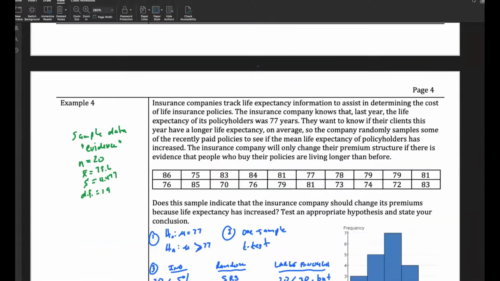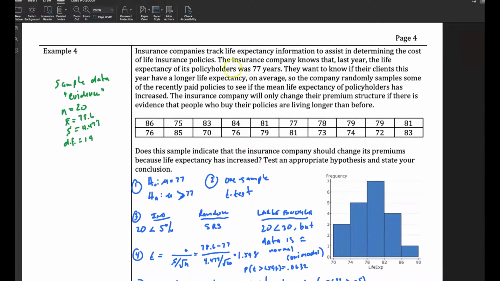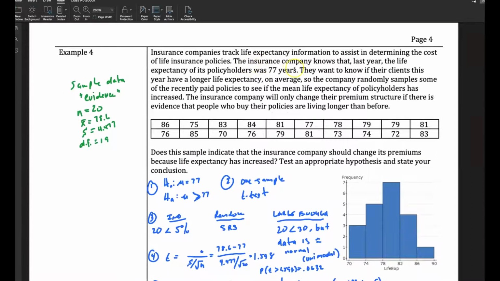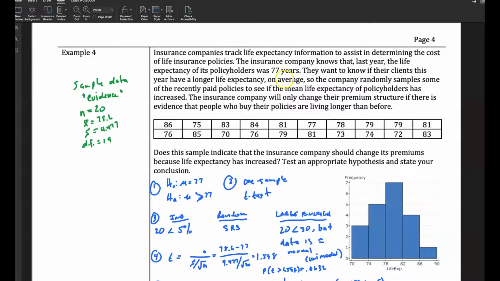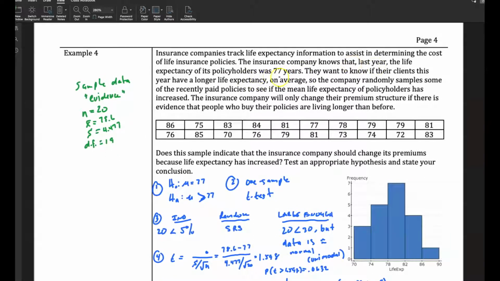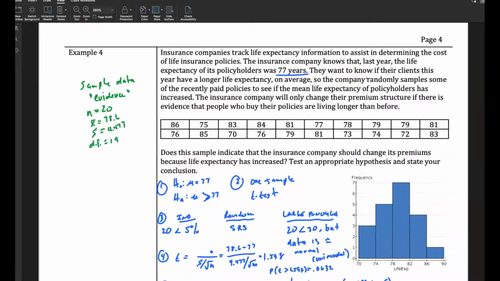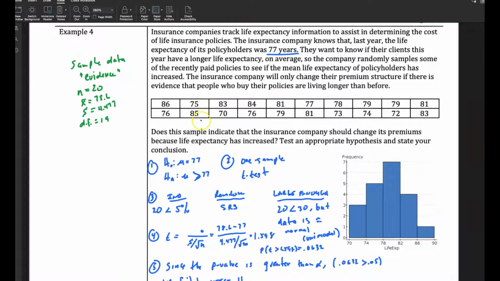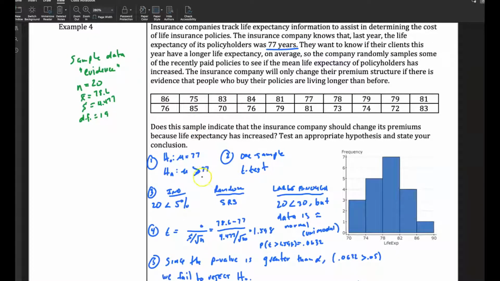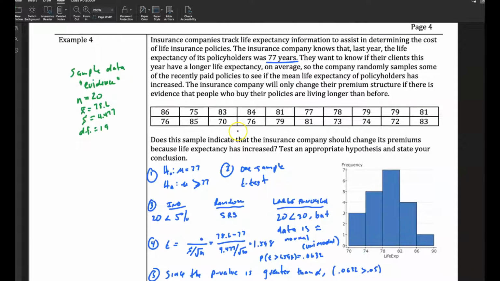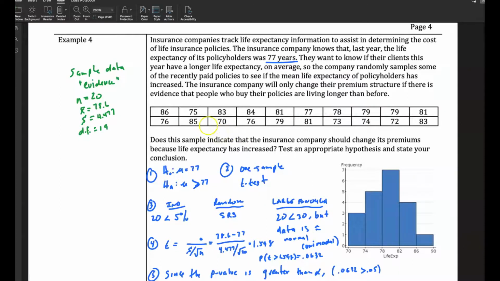Okay, let's go look at another example. This time the data is given to us. Last year the life expectancy of an insurance company's policyholders was 77 years old. The insurance company wants to change the premium if there is evidence that people who buy policies are living longer. So they collect some data, and they're looking at whether mu is 77 or greater than 77. Because if it's greater than 77, then their policyholders are living longer.